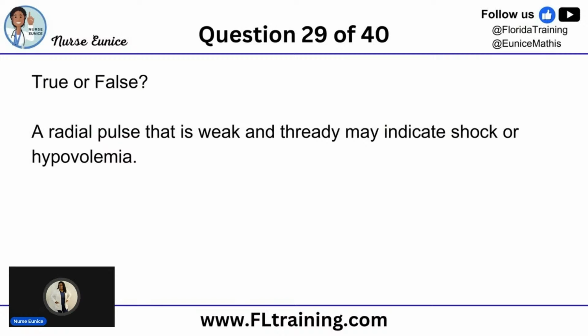Our next question, true or false? A radial pulse that is weak and thready may indicate shock or hypovolemia. Hypovolemia. Person has a weak and thready pulse because you're in there doing vital signs and you're feeling for the pulse for a full minute because that's what we taught you to do in your CNA classes. So it's like, ooh, this is not as strong as it once was. And ooh, it's kind of thready.